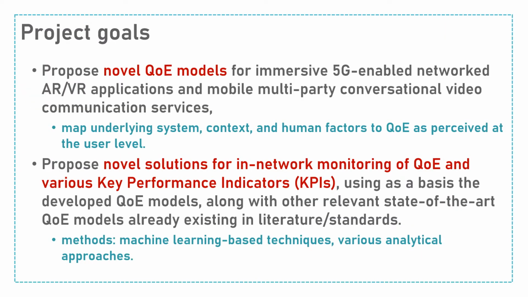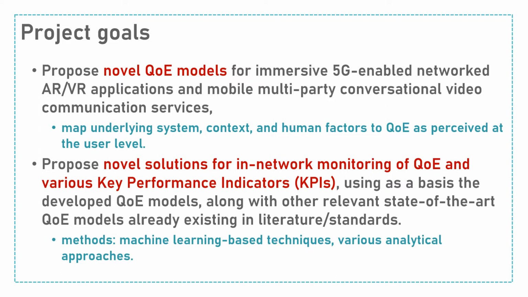So in terms of project goals, we specify two main goals. The first would be to propose novel QE models for, on the one hand, immersive 5G-enabled networked AR and VR applications. And our second focus would be on mobile multi-party conversational video communication services, which we see are becoming more and more prominent nowadays. So the idea of these models would be to specify this mapping between underlying system context and human factors to QE as perceived at the user level.